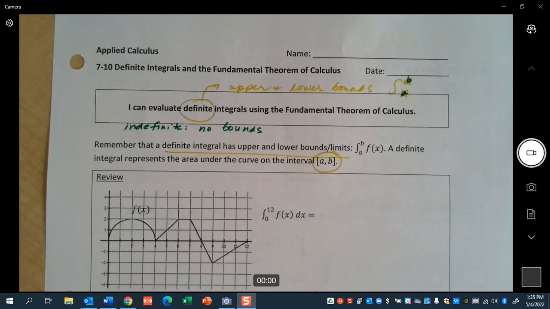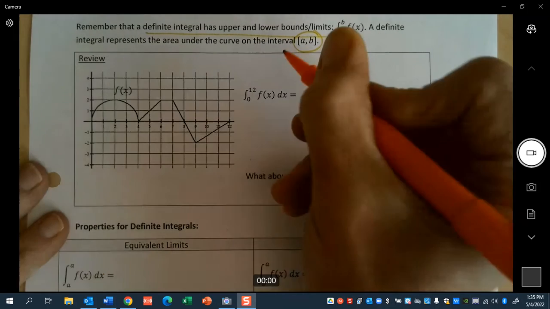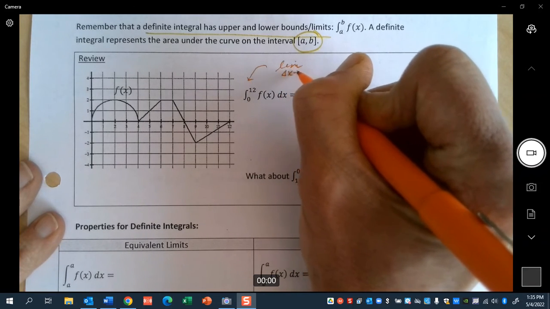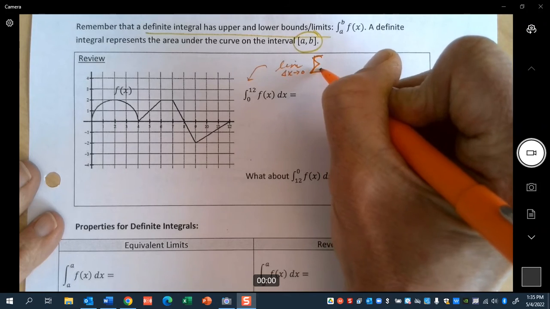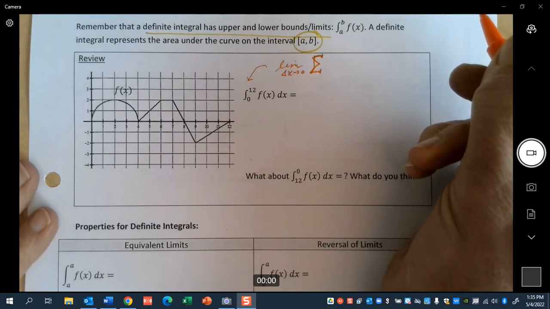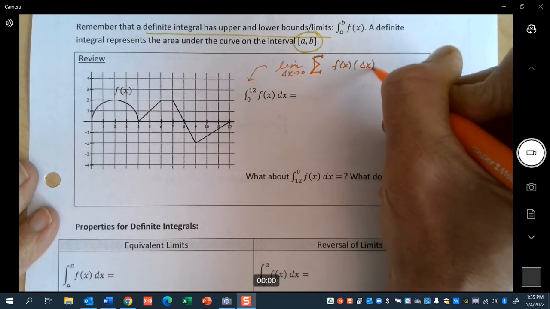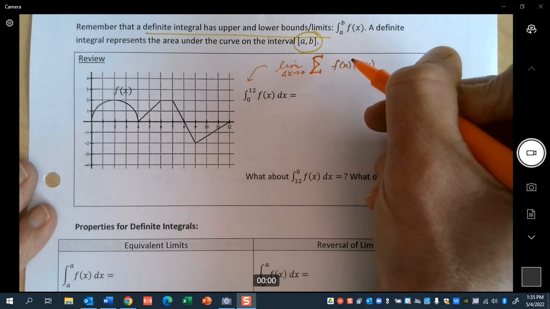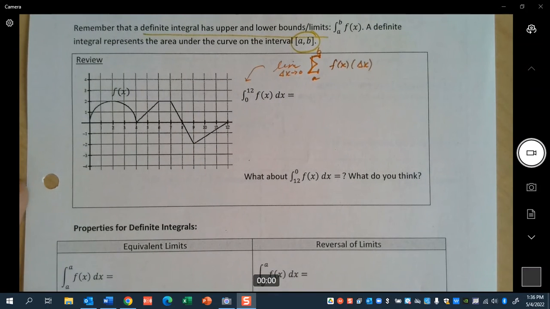All right, so when we review, we can talk about what this looks like pictorially. And remember, this symbol is the same as the limit as the change of x approaches 0, where we talked about the sum. The sum of all the rectangles where we had my function of x times my change in x. And we had all of those boundaries from my A to my B, adding up all those rectangles.